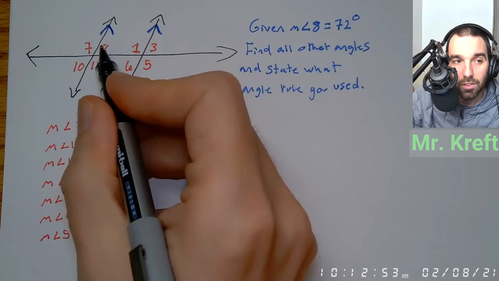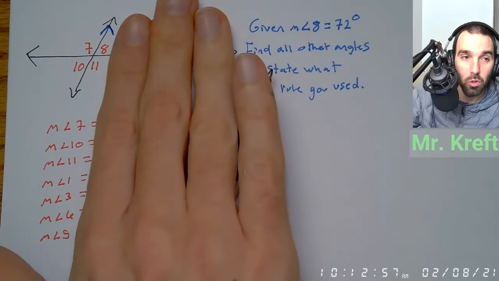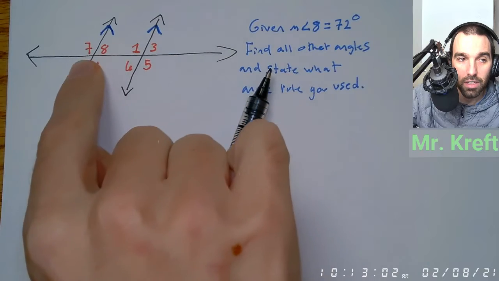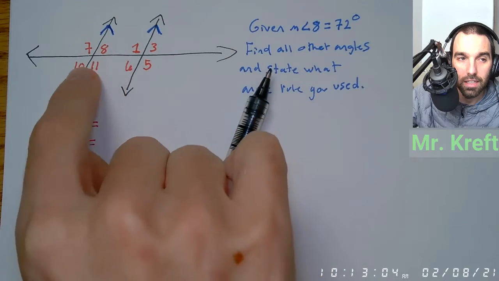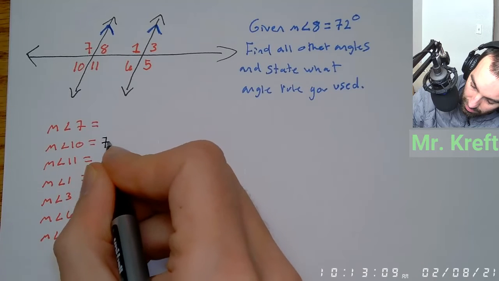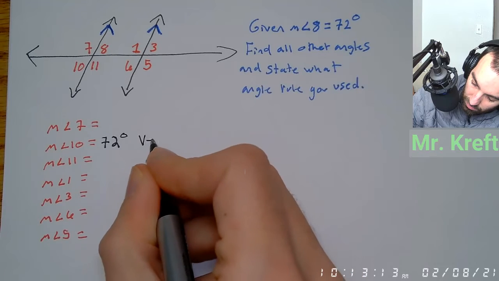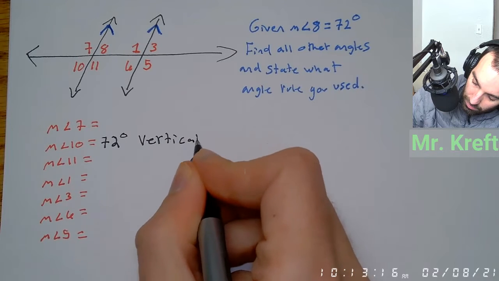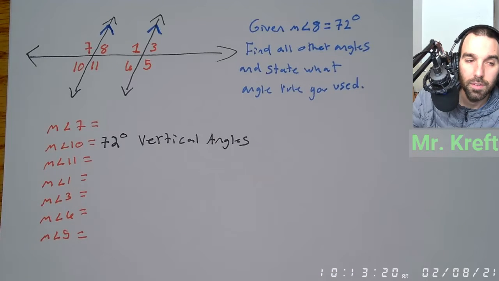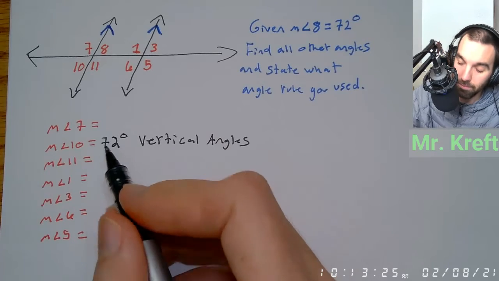So for example, if angle 8 is 72 degrees, I would just start locally. Start within your city. If angle 8 is 72 degrees, then because I have two lines crossing, angle 8 and angle 10 are going to be the same. So angle 8 and angle 10 are both going to be 72 degrees because of vertical angles.